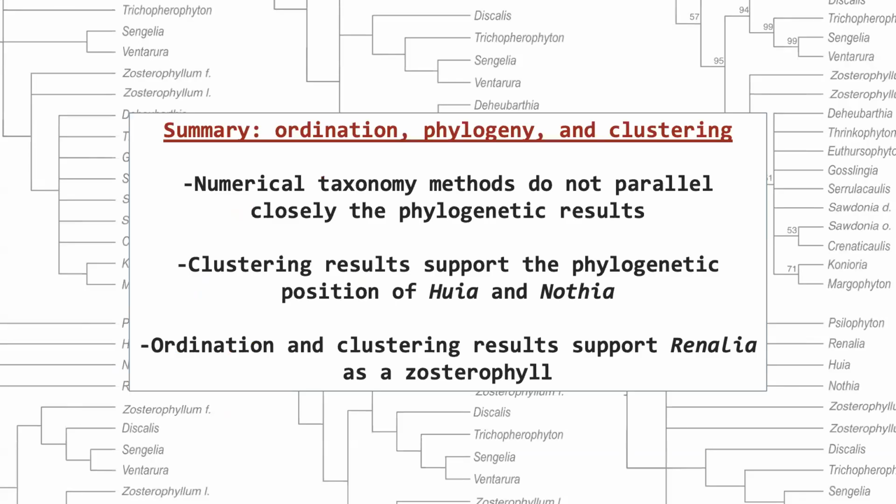And so to summarize the phenetic portion of this, we found that these phenetic methods are not paralleling closely the phylogenetic results. However, clustering results are supporting our phylogenetic position of Huya and Nathia, and the ordination is again suggesting that Renalia may be a zostrophil.